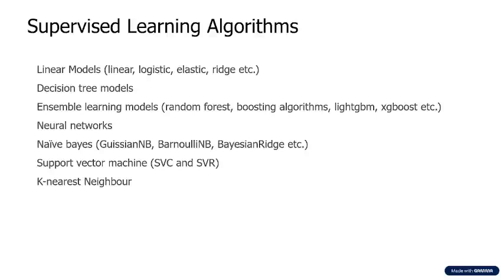So if you check naive Bayes, I mentioned some. I said that we have Gaussian naive Bayes, Bernoulli naive Bayes, Bayesian ridge. Now, for the majority of these naive Bayes algorithms, this Gaussian naive Bayes and Bernoulli, we mostly use them for classification. This Bayesian ridge is the one that we commonly use for regression. Then we have support vector machine.